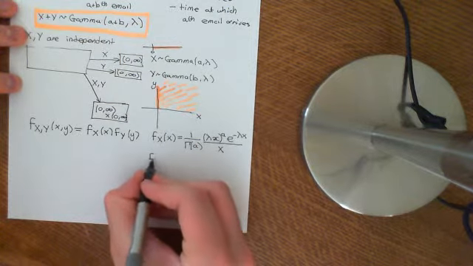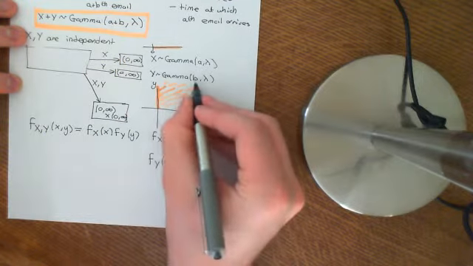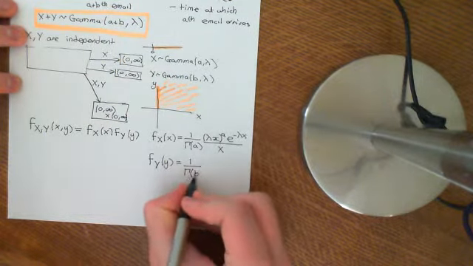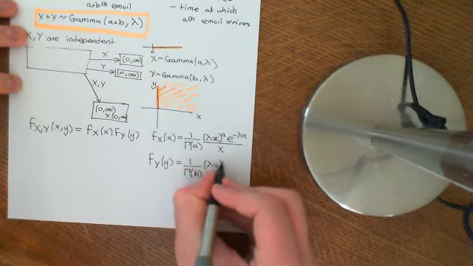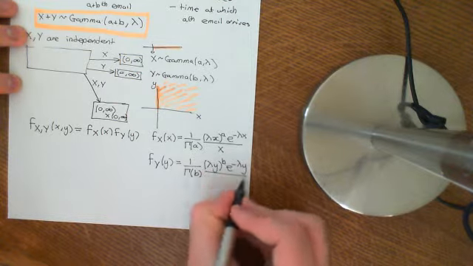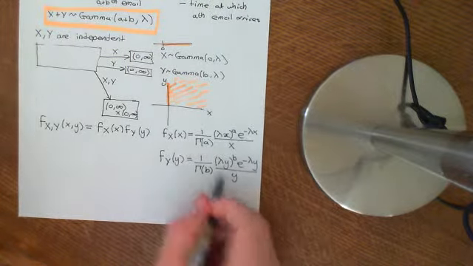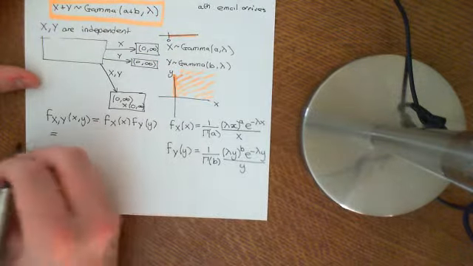And then similarly, the PDF for y as a function of little y is going to be, this time our parameter is b, so we put in 1 over gamma of b times lambda y to the power of b, e to the negative lambda y over y. Okay, that's looking good. Right, so if we just multiply those together, we'll get what the joint PDF is equal to. So this is the joint PDF.